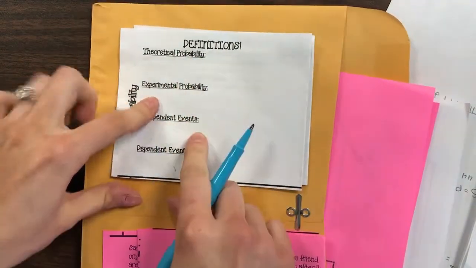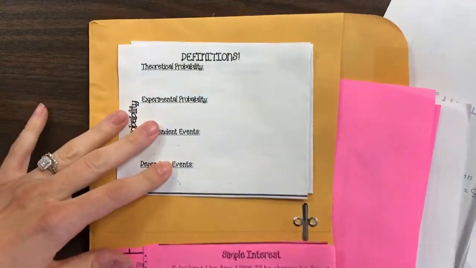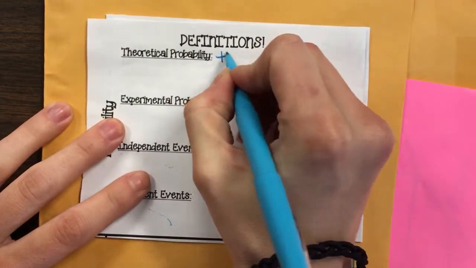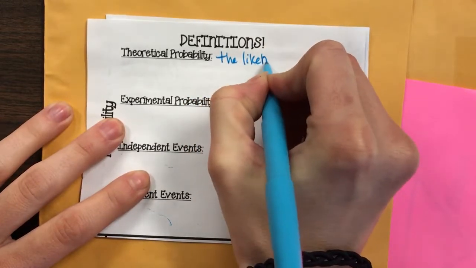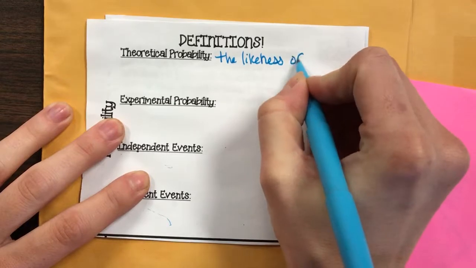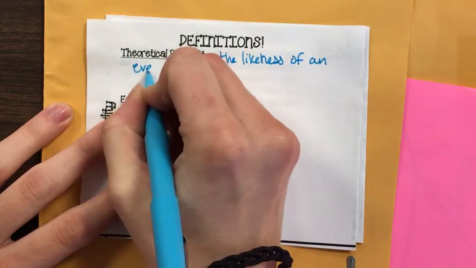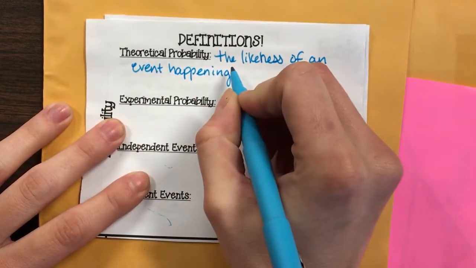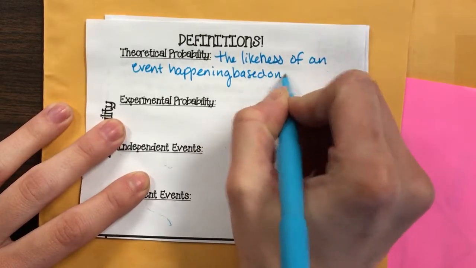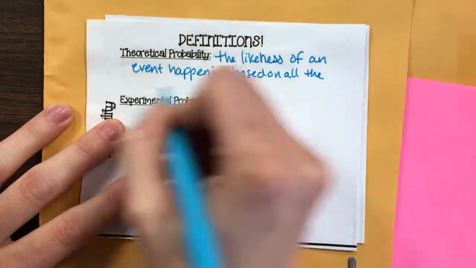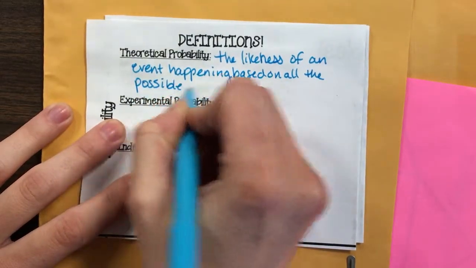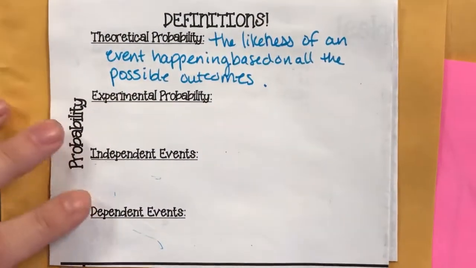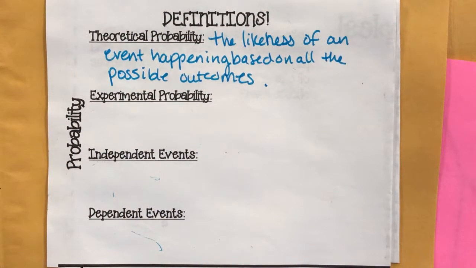Okay, so we're going to start with this page, the definitions. So the first one is theoretical probability. Theoretical probability just means the likeness of an event happening based on all the possible outcomes. And you can shorten this if you need to, but theoretically it's just the likeness of an event happening based on all possible outcomes.